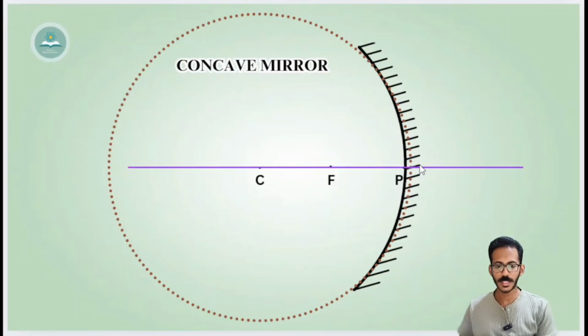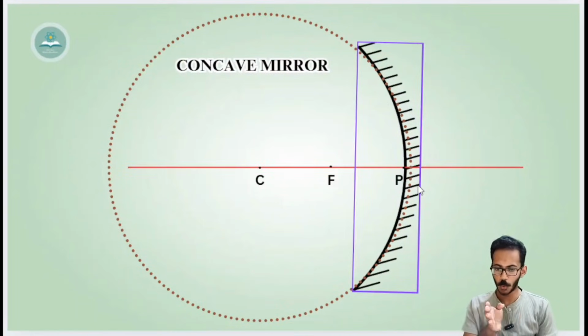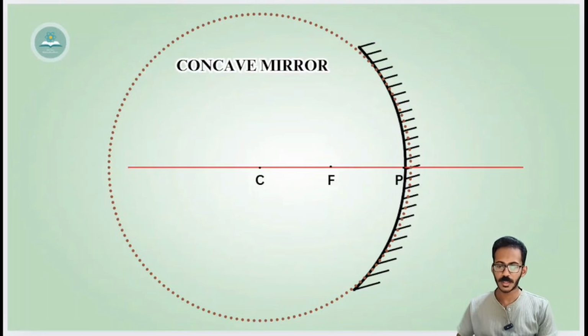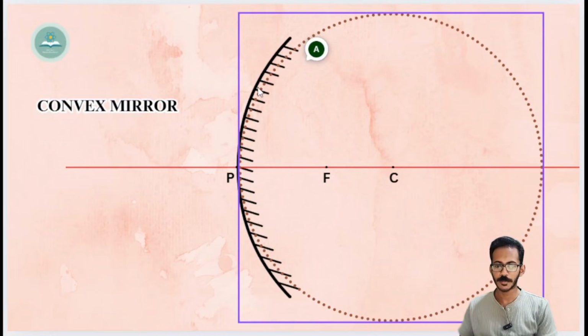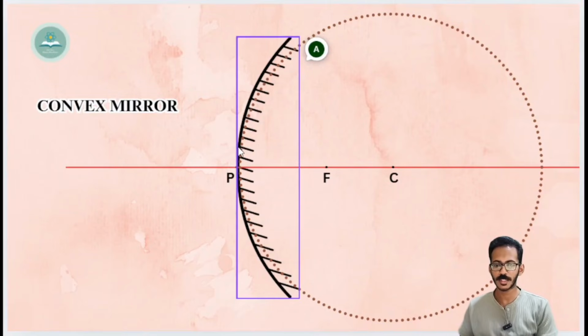With one side, we have a rough surface, and on the opposite side, we have a smooth surface. Coming to the convex mirror, this is how our convex mirror looks. It also forms part of a big sphere, and this is how we represent it, with one surface rough and the other surface smooth.